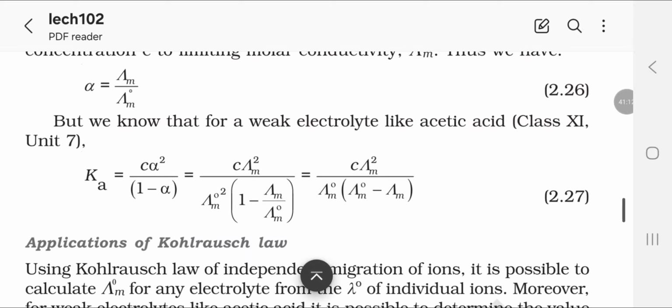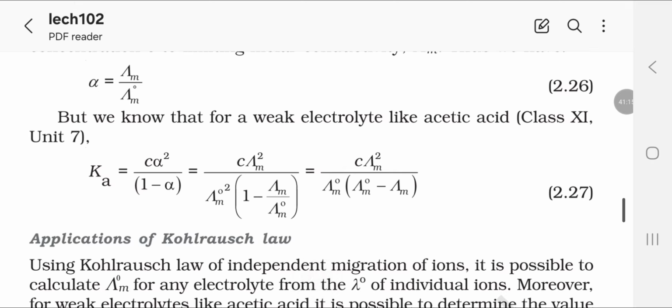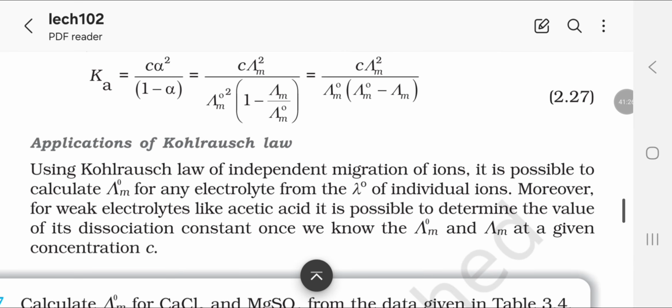But we know that for a weak electrolyte like acetic acid, Ka is equal to C lambda m squared by lambda m naught into lambda m naught minus lambda m. Applications of Kohlrausch law: using Kohlrausch law of independent migration of ions, it is possible to calculate lambda m naught for any electrolyte from the lambda naught of individual ions. Moreover, for weak electrolytes like acetic acid, it is possible to determine the value of its dissociation constant once we know the lambda m naught and lambda m at a given concentration C.